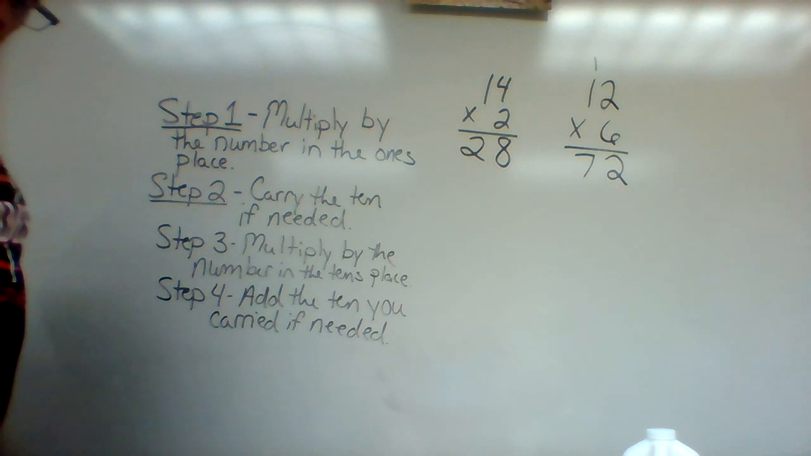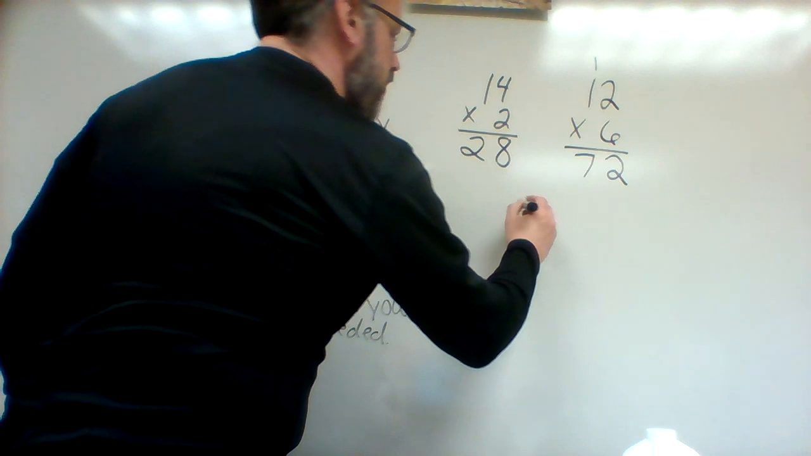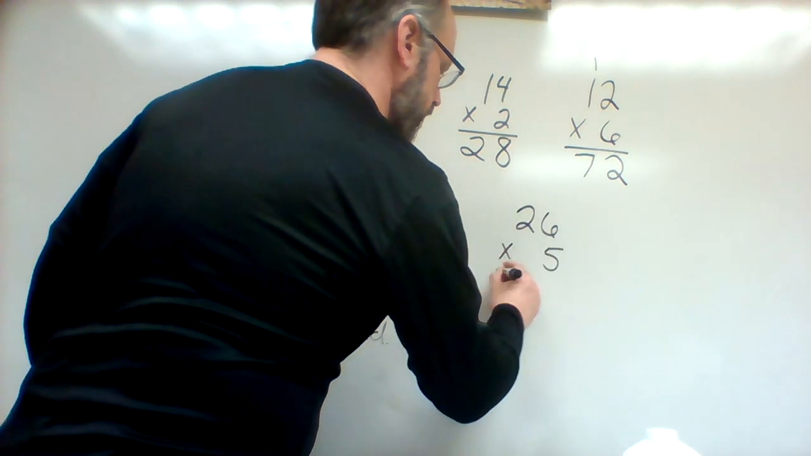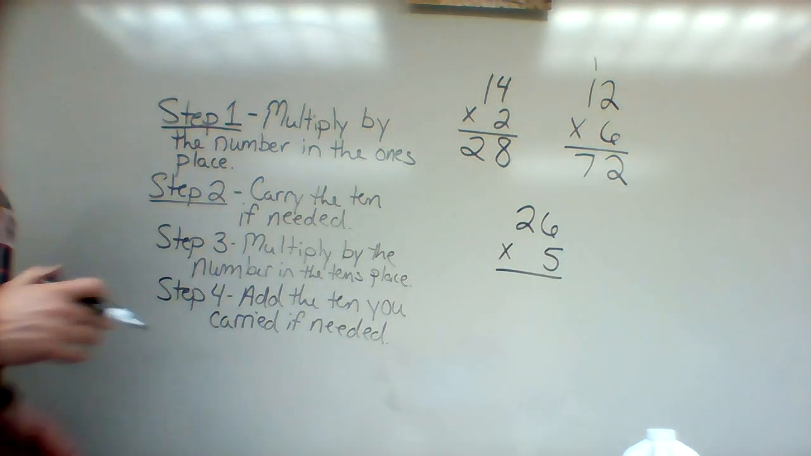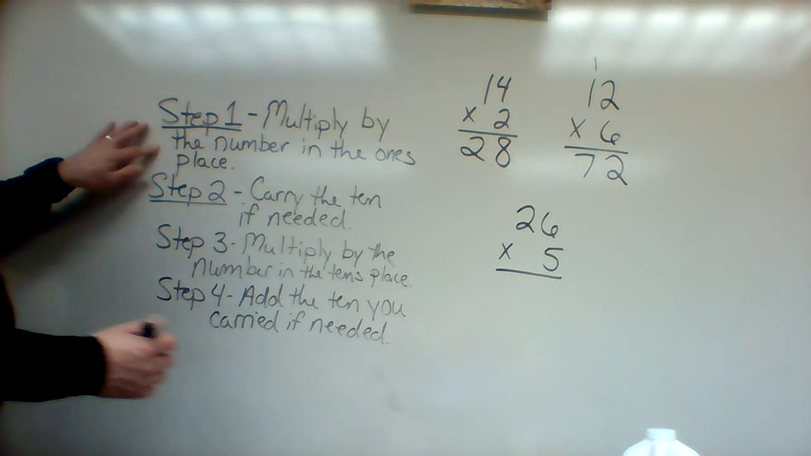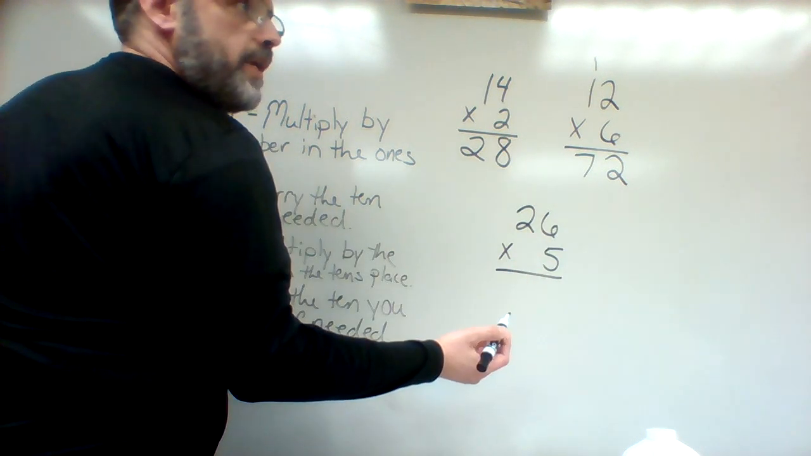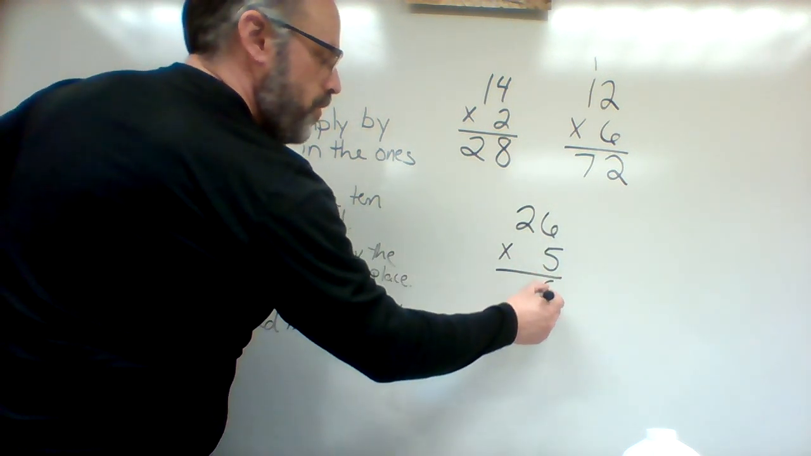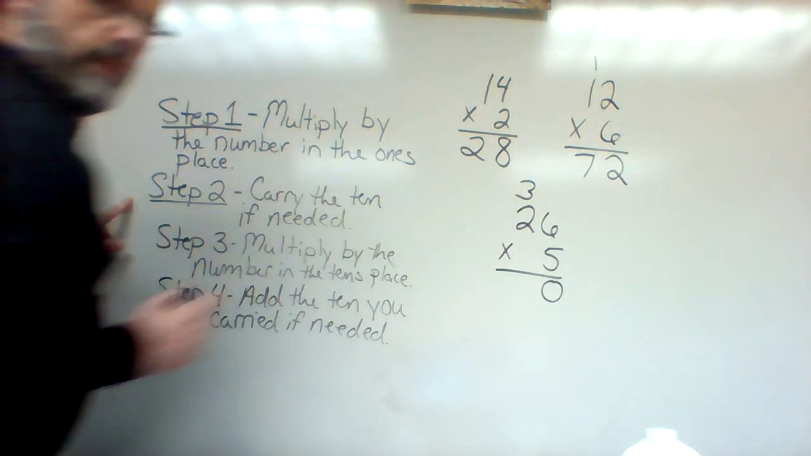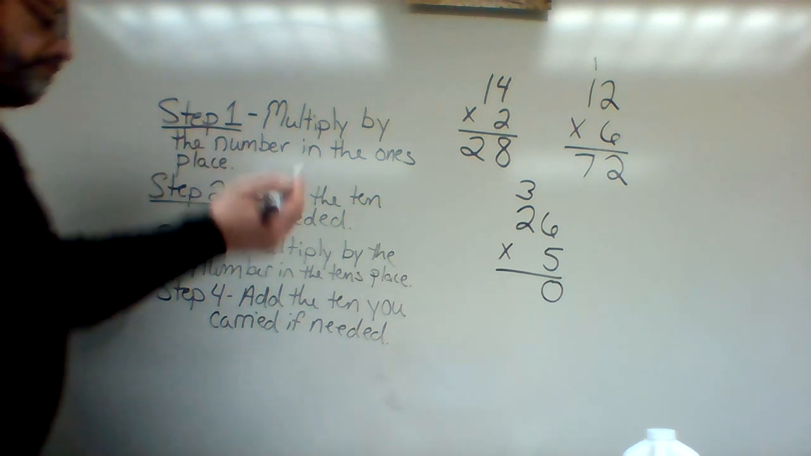Okay, let's take a look at one more. Let's take a look at 26 times 5. So, a two-digit number times a single-digit number between 2 through 9. Following my first step, I multiply by the number in the ones place. So 5 times 6 is 30. Now I can't write 30 down here, so I write the 0 in the ones place. I carry the 3 from the tens place like it says in step 2 here, and put that above the tens. Step 3 then, multiply by the number in the tens place.